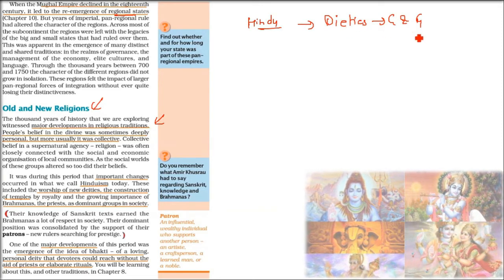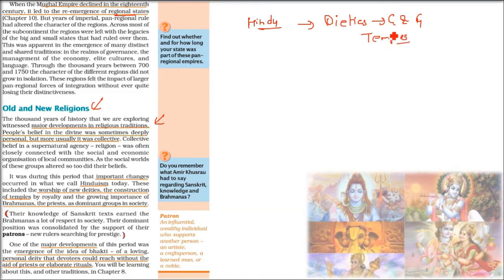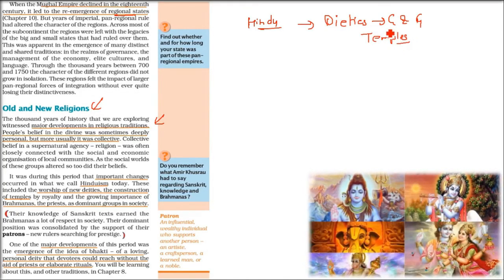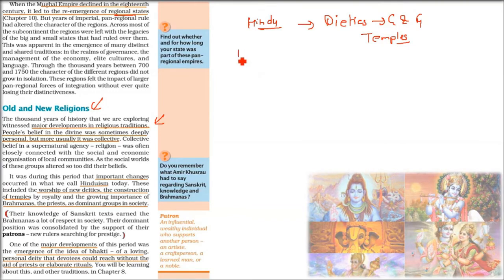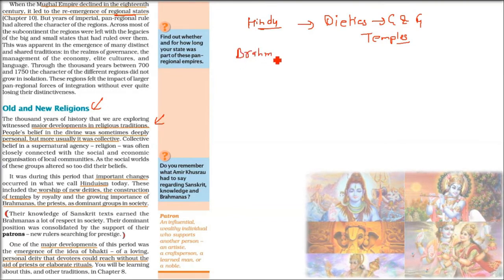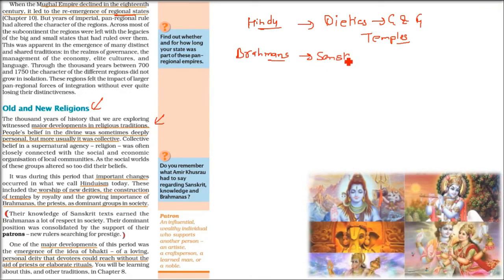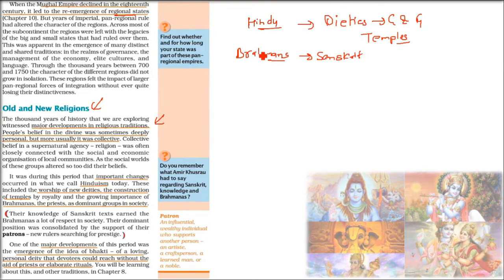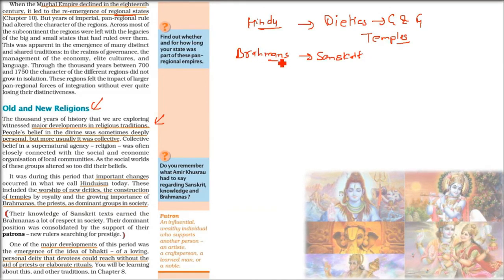So the way they were worshipped changed. The temples, new deities, new Bhagwan were being worshipped, and Brahmans, the priests, the people who belong to the higher caste, they were the dominant groups. They were the stronger group. They were the most respected group. Why? Because they knew Sanskrit.